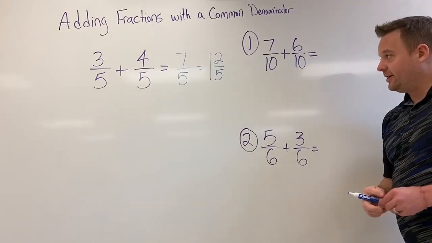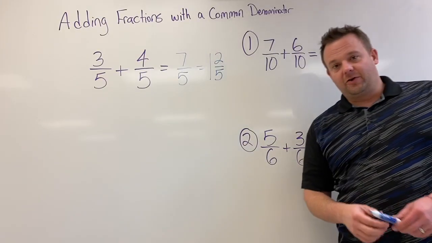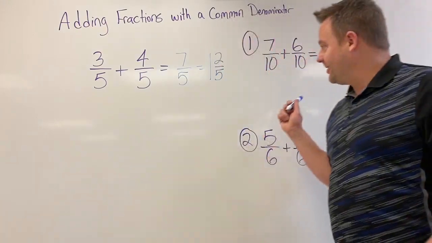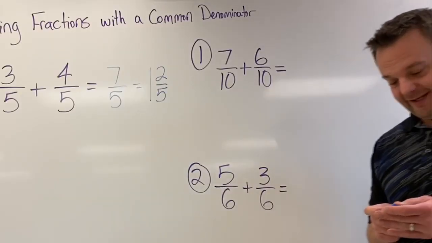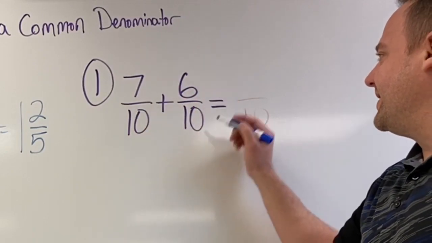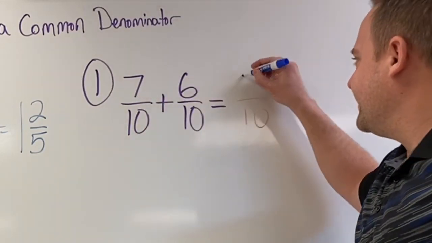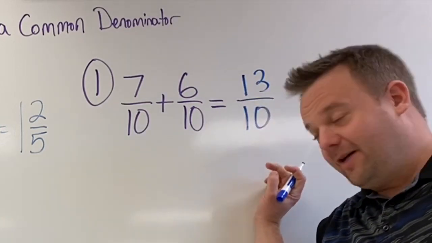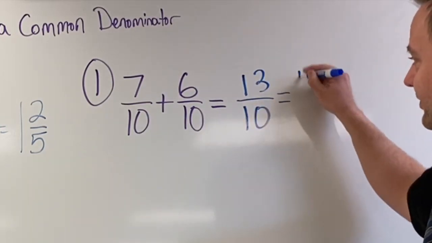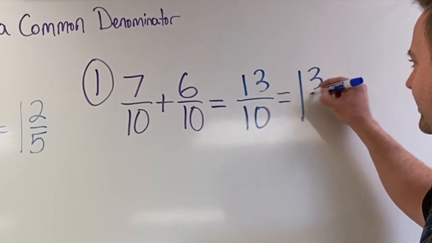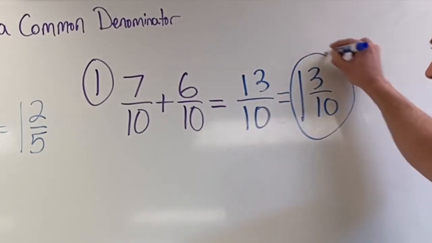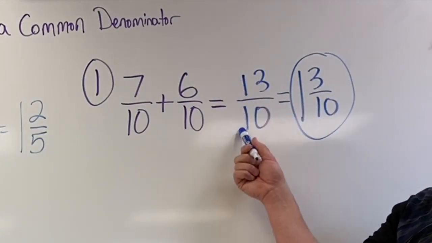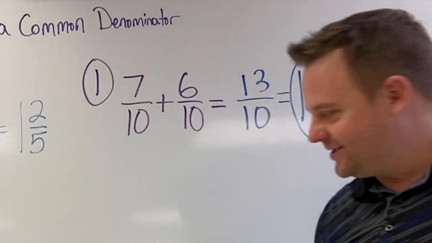Now we'll come over here. You try these two on your own. Go ahead and pause the video right now while I do a little dance. Okay, here we go. Did you pause it? See, 7/10 plus 6/10. So 7 plus 6 is 13 over 10. So 13/10. Now, how many times does 10 go into 13? Yeah, that's right, once. So we have 1 and 3/10. So 7/10 plus 6/10 equals 1 and 3/10. This was an improper fraction, and this is a mixed number.